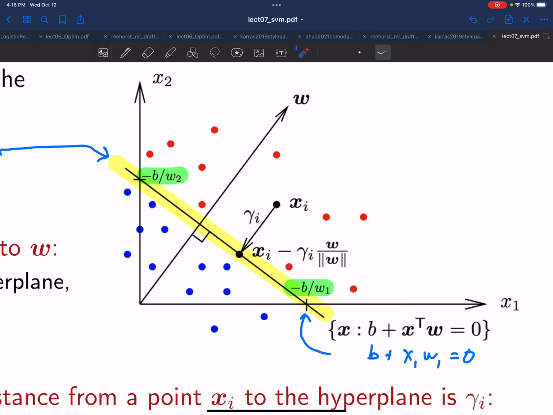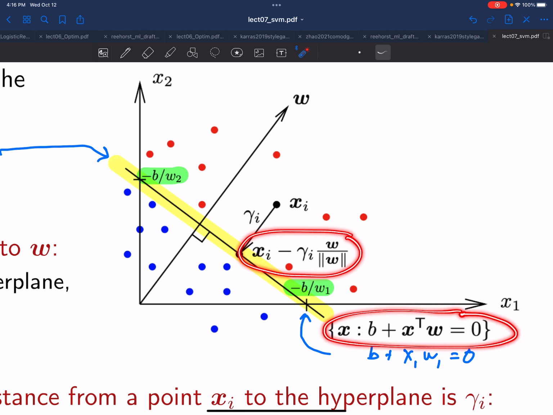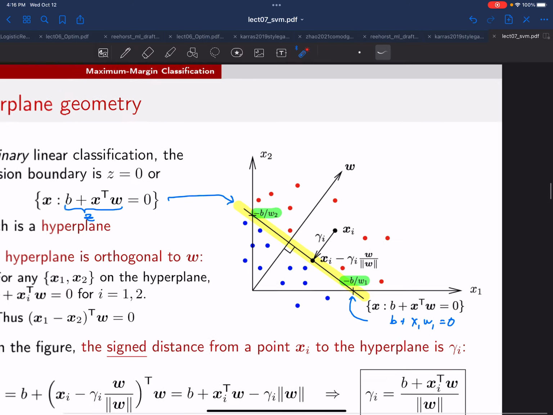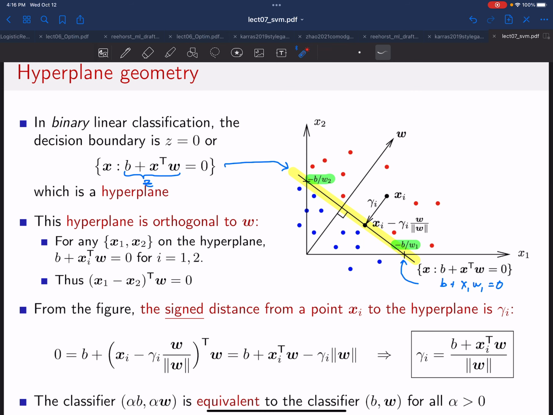And so if I want to measure how far xi is from this plane, I need to figure out what is the value gamma i such that xi minus gamma i times this unit vector, which has a total length of gamma i, obeys this equation. This new point, I plug it in here, and this is the equation that must hold true if I'm on the boundary. So that's how we do this. We basically plug this in here and solve for gamma i. Is that part clear?